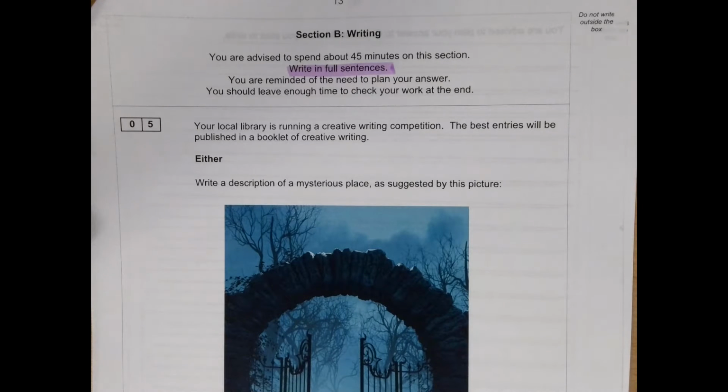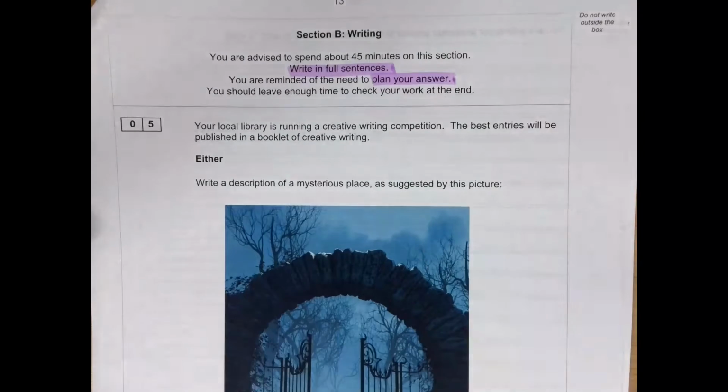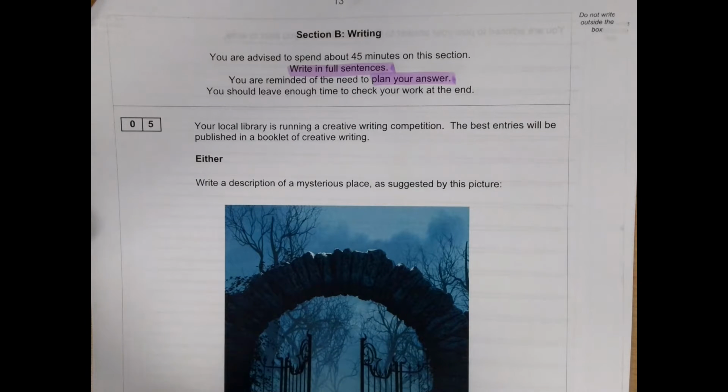You are also reminded of the need to plan your answer, and it really should be that this front page should be covered in ideas that are going to help you. You're being asked to write something that's going to be used to award 25% of your overall GCSE marks in just 45 minutes. Therefore, good planning is essential. You are also reminded to leave enough time to check your work at the end.